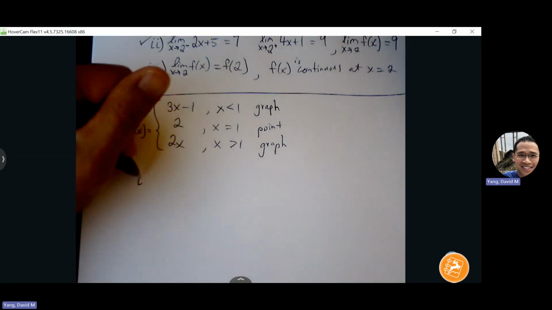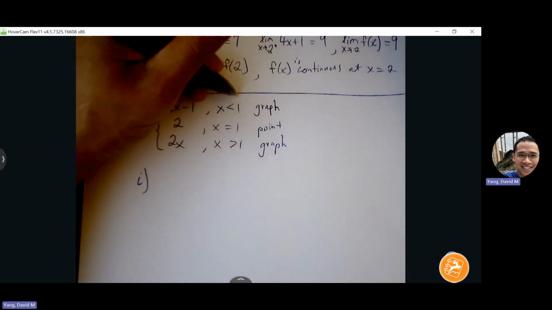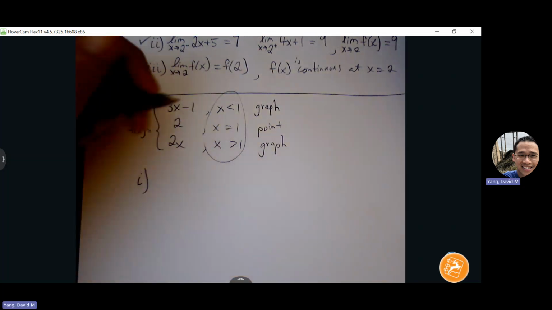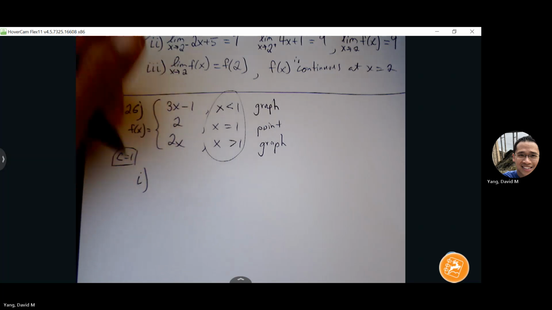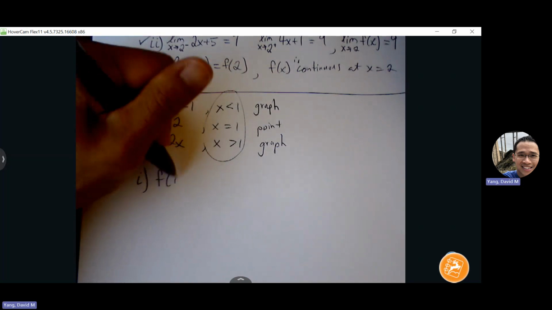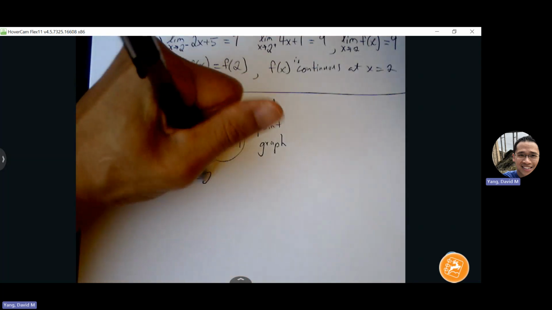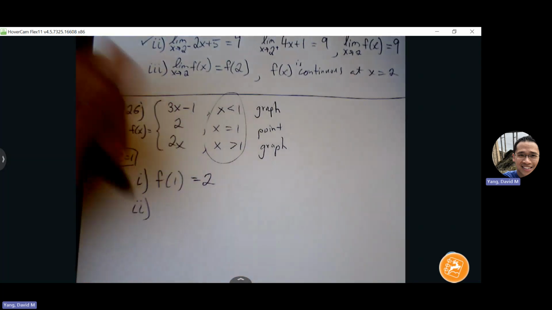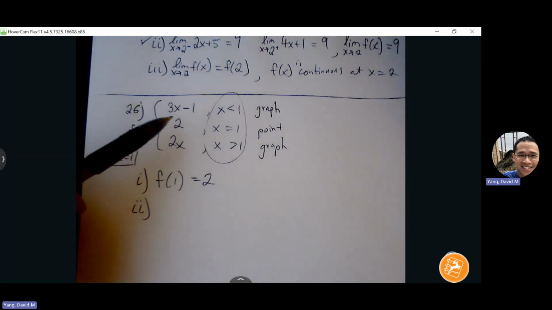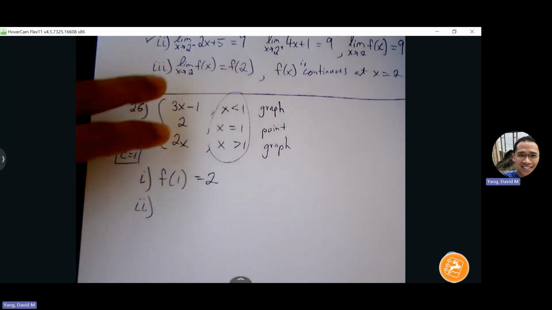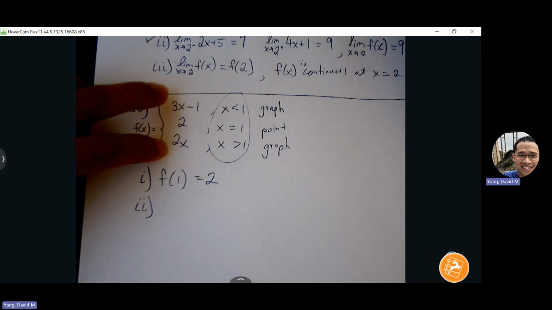So first condition. And the c value is always the point in question, so our c value is at 1. So we first have to find f of 1. What's f of 1? 2, right? That's just the point defined there. Second condition. Does a limit exist? We have two different graphs on both sides of 1. So we've got to do one-sided limits and go through those notations.